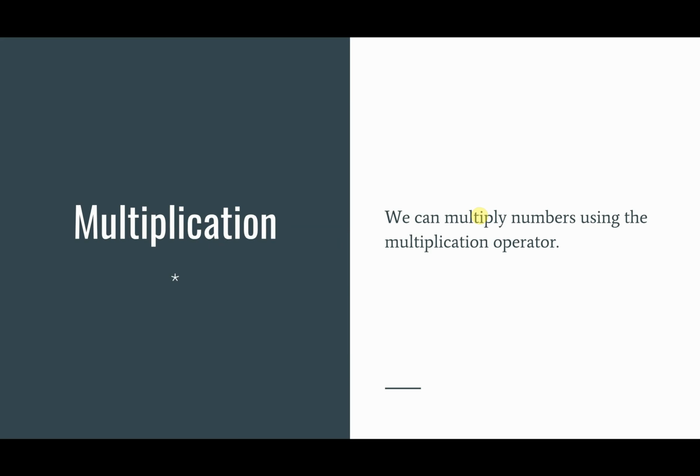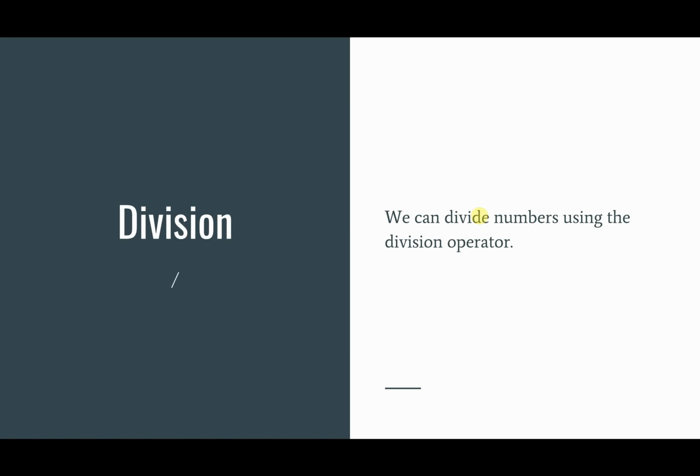We can multiply using the asterisk. If you need to locate that on your keyboard, it's usually Shift 8, and this allows us to multiply numbers. And division. We can divide numbers by using the slash. It's also the question mark key. And this allows us to divide numbers.